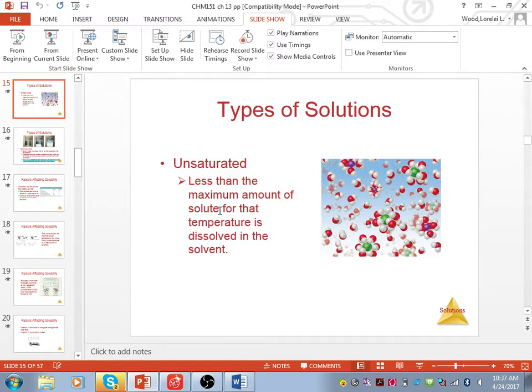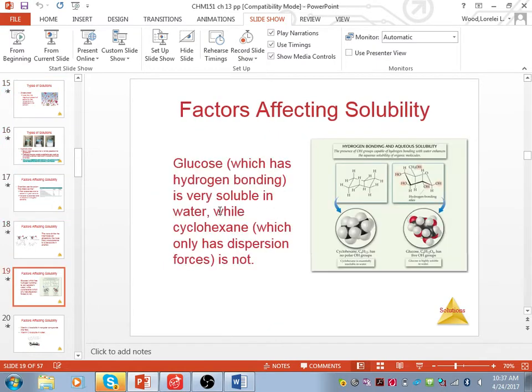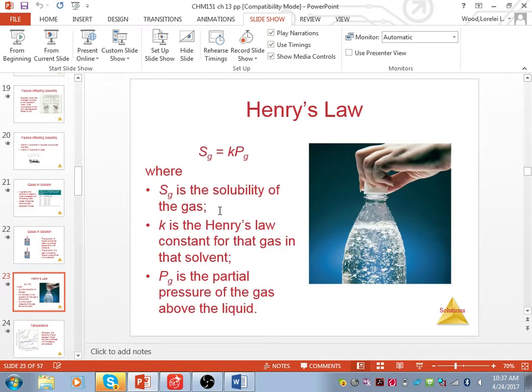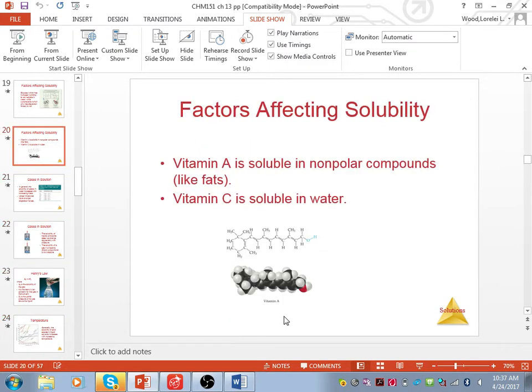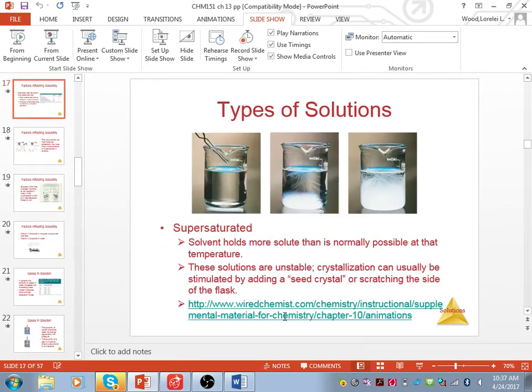So for example, if I asked you on your next exam, you have 50 grams of potassium nitrate in 100 grams of water at 40 degrees Celsius, what kind of a solution is it? You would tell me it is unsaturated, right? All right. Now, this next vocabulary word is kind of confusing.